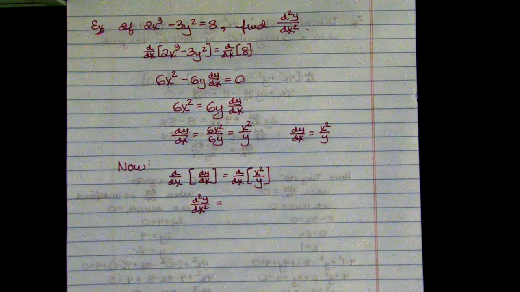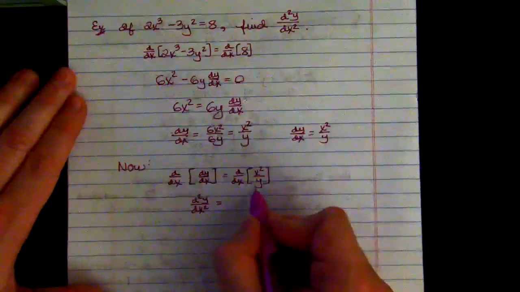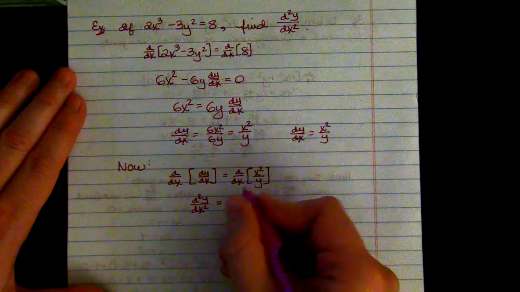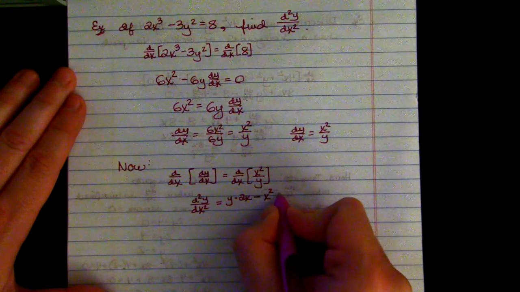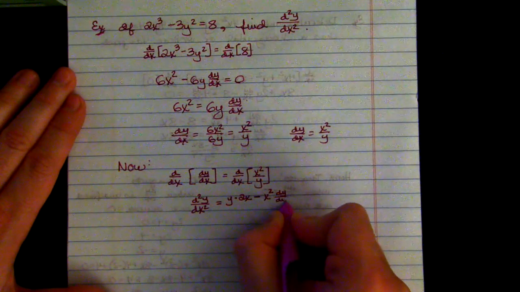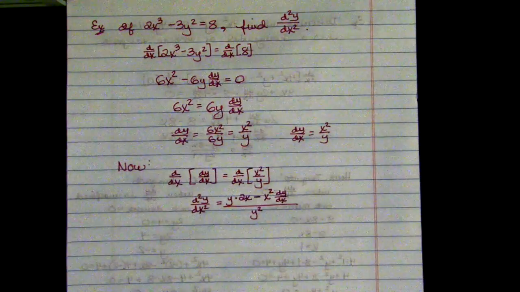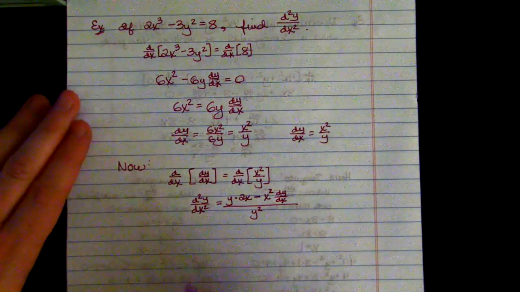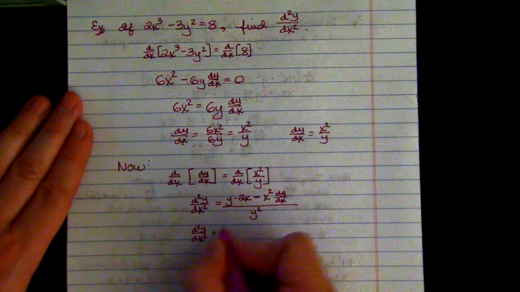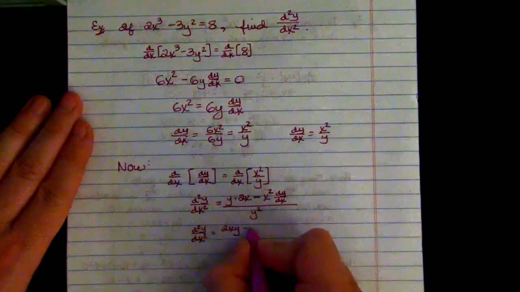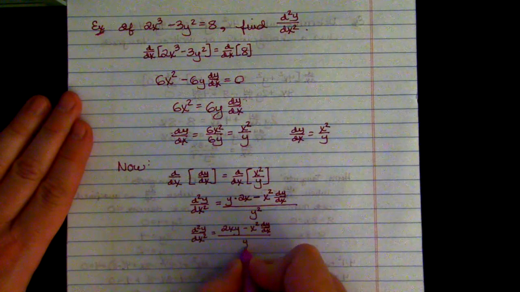On the right, you need to use quotient rule. Let's see if we can do this. Low y, d high is 2x, minus high x squared, d low is dy dx. Draw the line, square below, it's all over y squared. I'm going to get 2xy minus x squared dy dx over y squared.